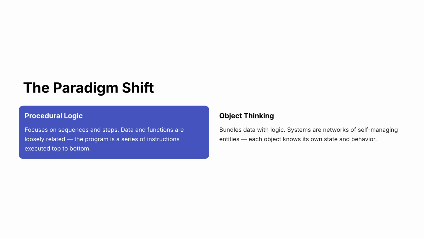Most of us start out writing procedural code, top to bottom, step by step. You've got your functions, your variables, and they're kind of floating around, loosely related. OOP flips that. Instead of thinking in sequences, you start thinking in things. Objects that own their own data and know how to behave. It's less like a recipe and more like a team of specialists, each responsible for their own domain.